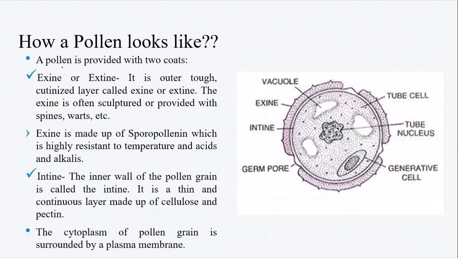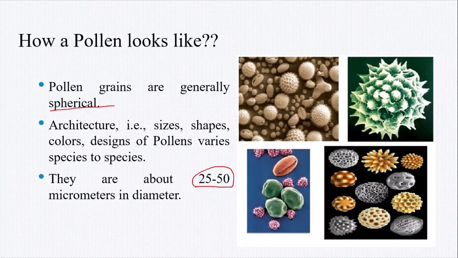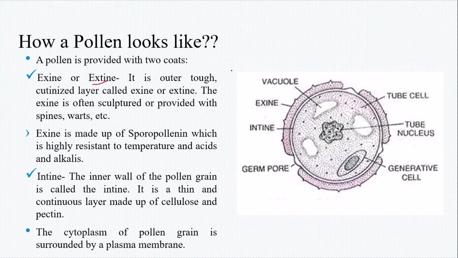A pollen grain is provided with two coats on its external surface. The first one is the exine, which is the outer tough cutinized layer. The exine is often sculptured. The sculpturing you are seeing here, the ridges, tufts, or spine-like projections, are all in the exine layer of the pollen grains.